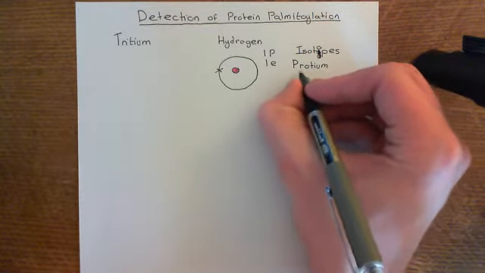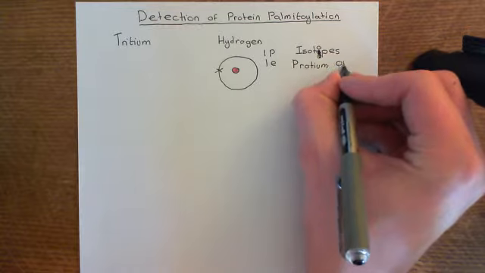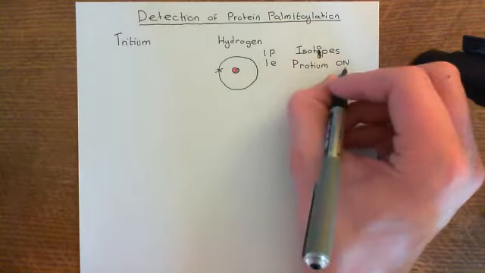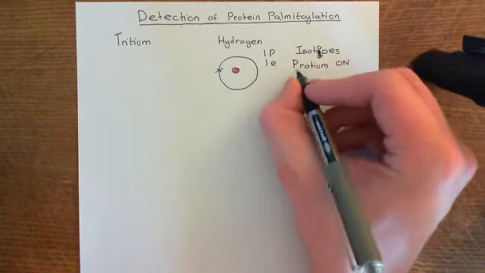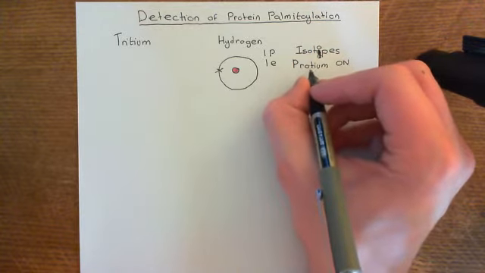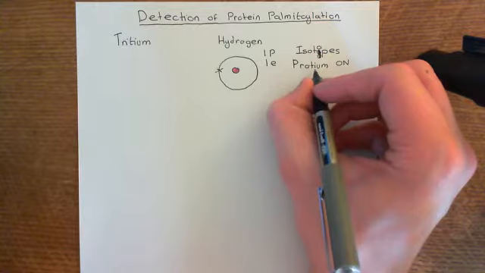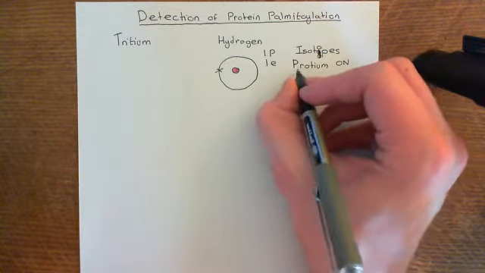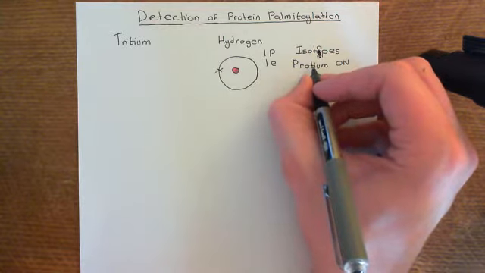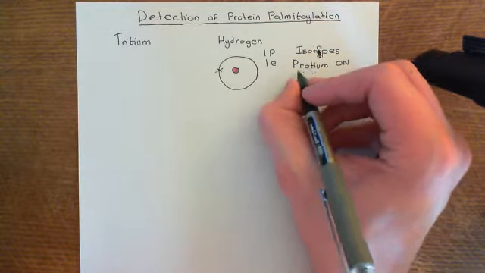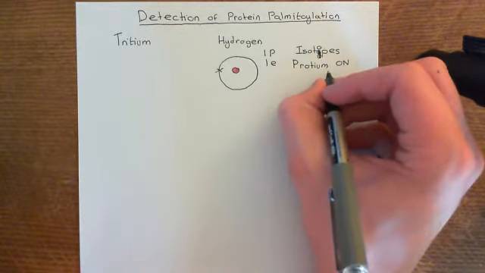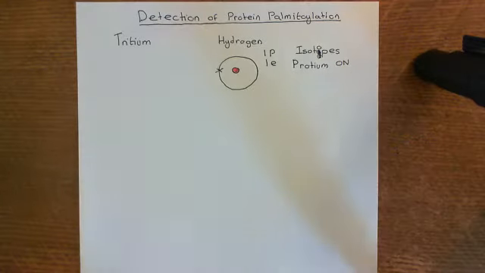Now, with protium you have no neutrons. So if you have no neutrons and you just have one proton and one electron, that's a protium atom. The most common form of hydrogen is protium, especially on the planet. People will usually just say hydrogen. They won't specify that they're dealing with protium. So if someone says hydrogen and doesn't specify which isotope they mean, you can assume they mean protium.